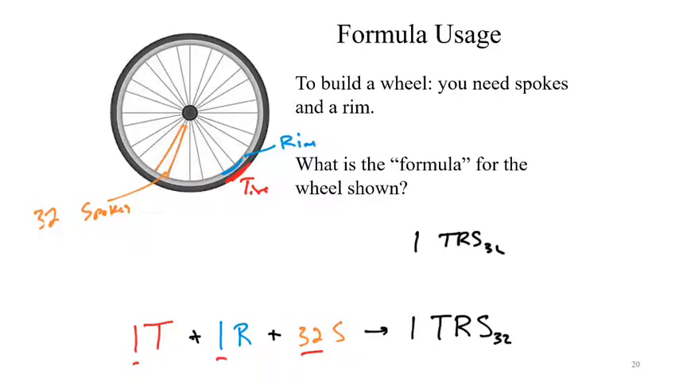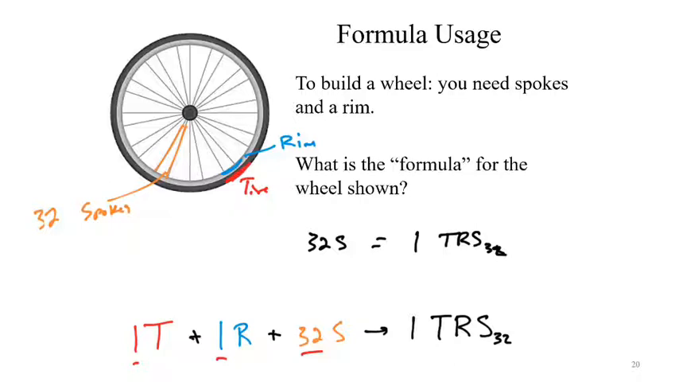So that if I wanted to build 1 wheel, okay, or in this case 1 TRS32, what would I need? Well, to make 1 TRS32, I need 32 spokes. Okay? And for those of you being like, well, but you also need those other pieces, that's true, but in this case, all I'm asking about, or all I care about, is the spokes. Why? Because that's what the question asked for. It allows me to simplify.